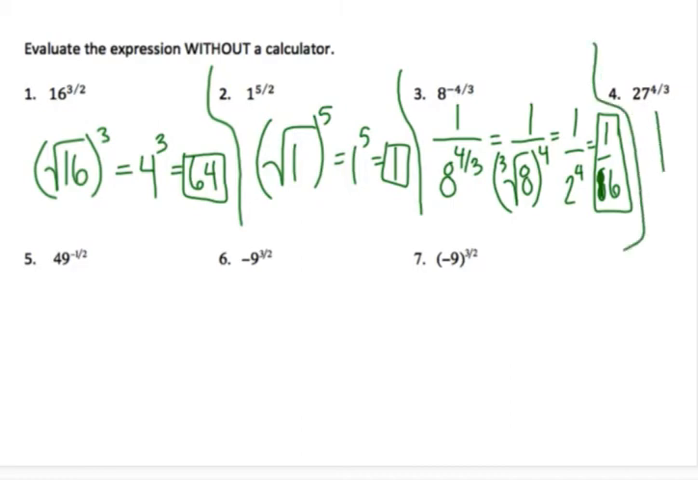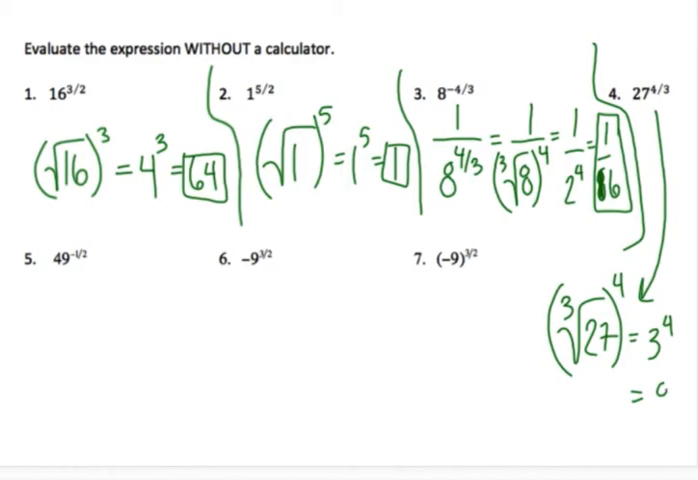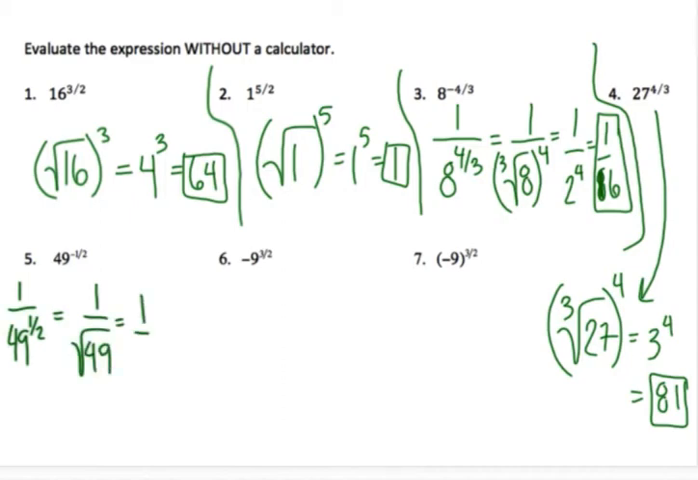Okay, next one, 27 to the power of 4/3. So here 4 is the power, 3 is the root, so cube root of 27 all to the power of 4. Cube root of 27 is 3, and 3 to the power of 4 is 81. Number 5, all right, another negative exponent. So first we have to rewrite it, 1 over 49 to the power of 1/2. So that becomes square root of 49, and that's 1 over 7.